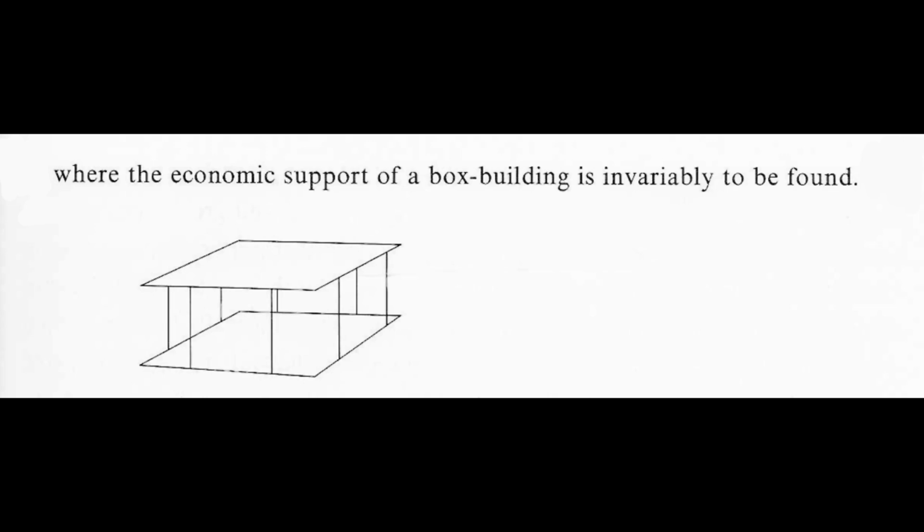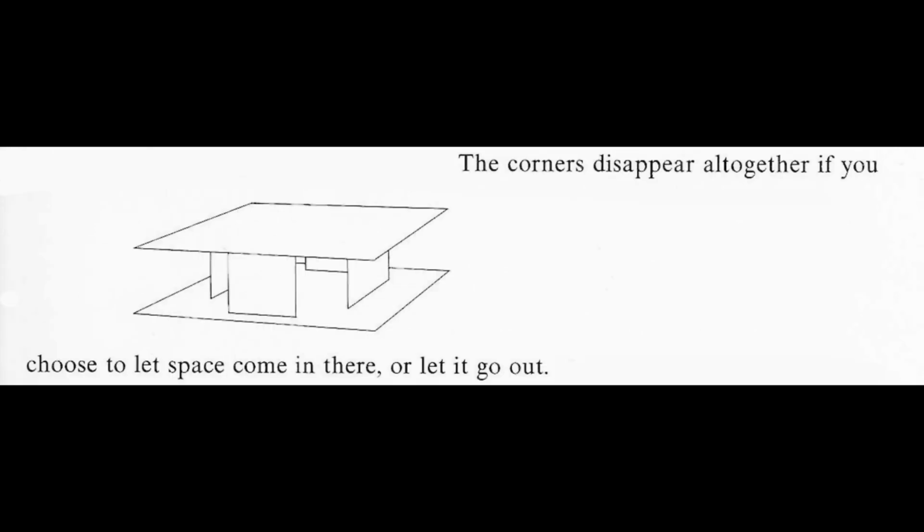You see? Now, when you put the support at these points, you've created a short cantileverage to the corners that lessens actual spans and sets the corner free or open for whatever distance you choose. The corners disappear altogether if you choose to let space come in there or let it go out. Instead of post and beam construction, the usual box building, you now have a new sense of building construction by way of cantilever and continuity. Both are new structural elements as they now enter architecture. But all you will see of this radical liberation of space all over the world today is the corner window.